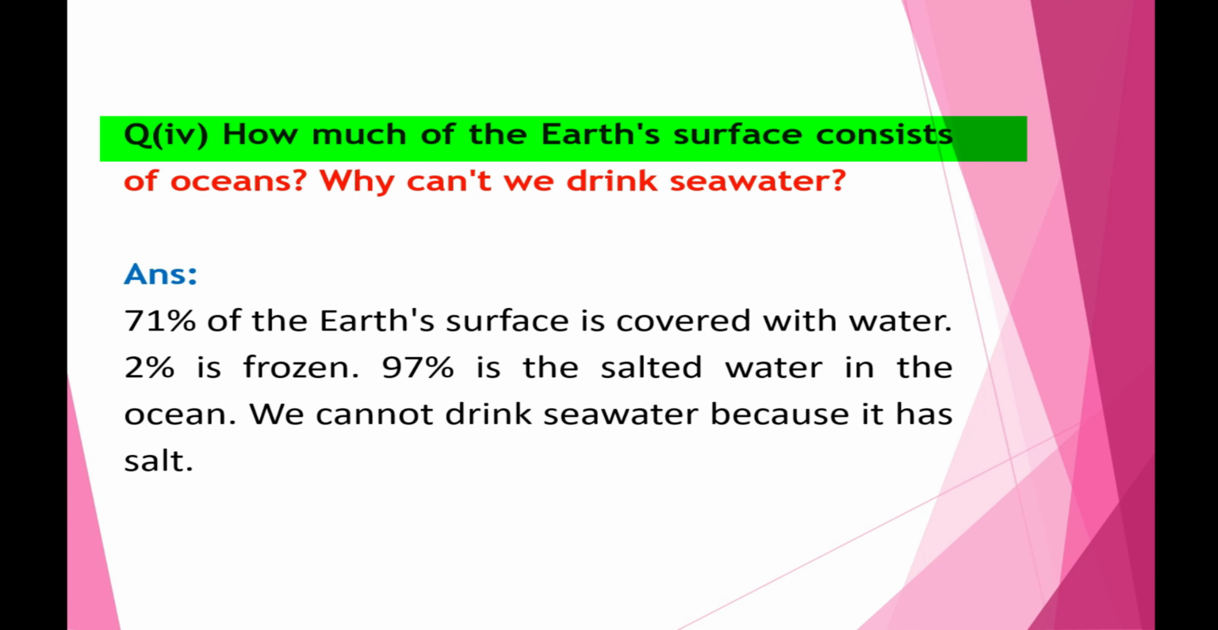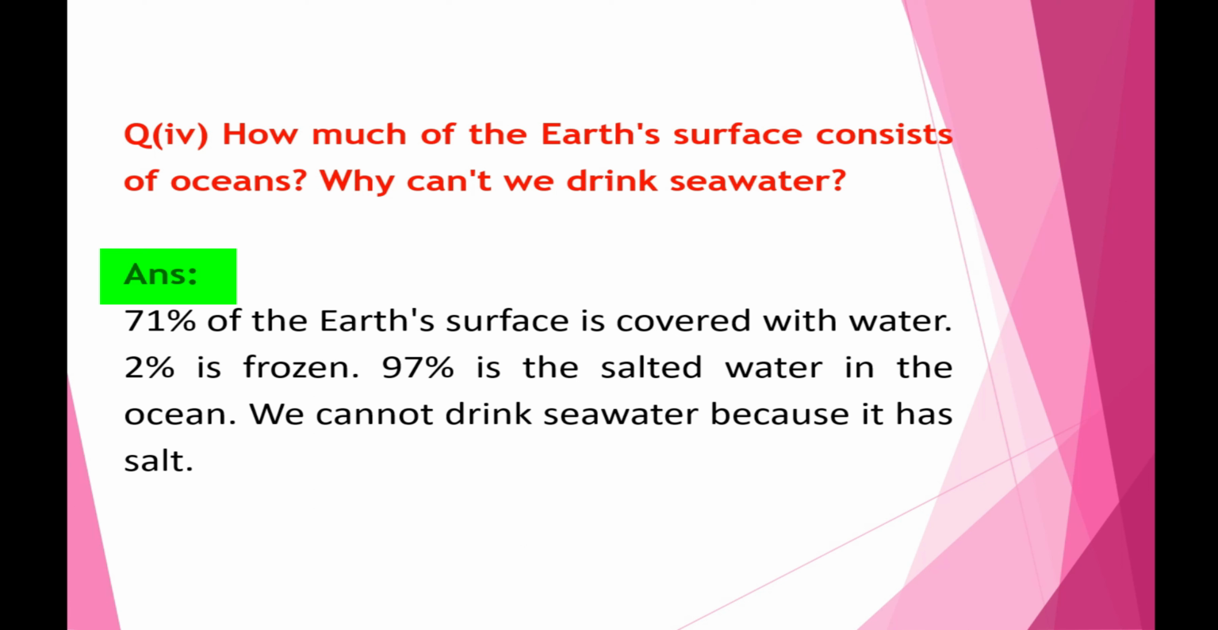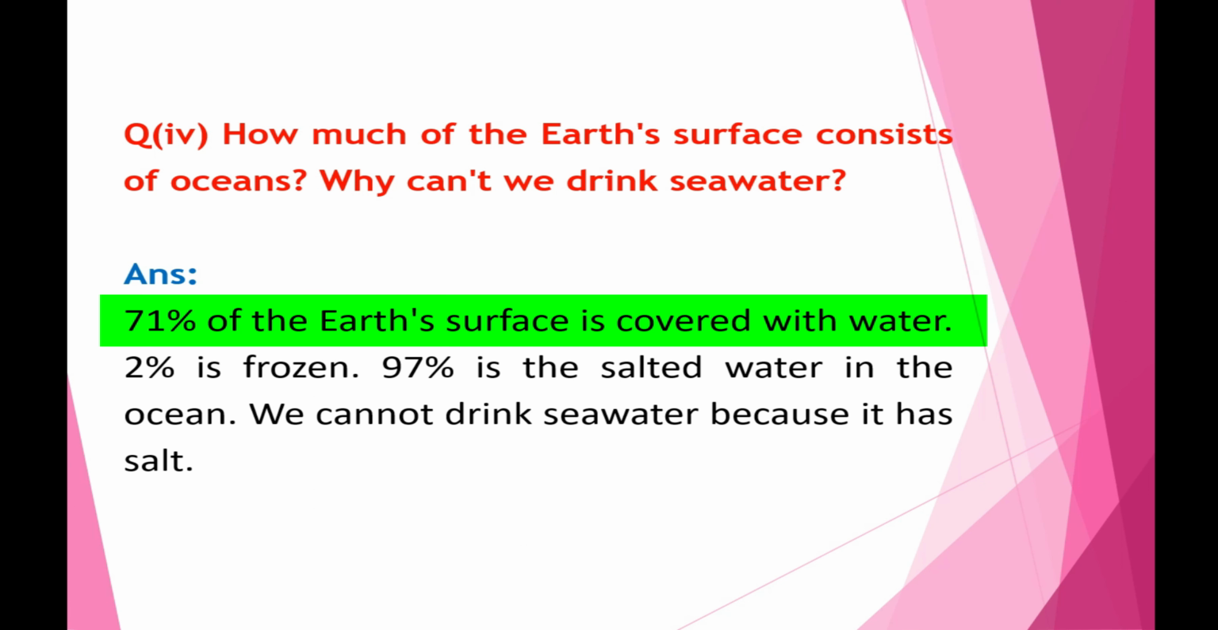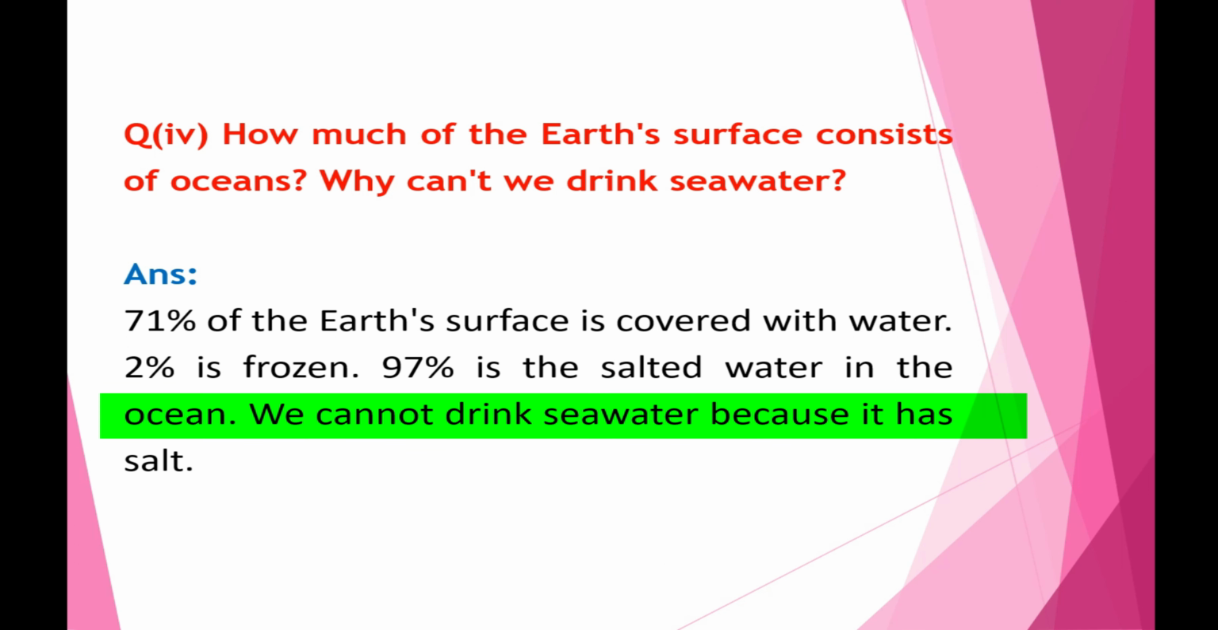Question number 4. How much of the Earth's surface consists of oceans? Why can't we drink seawater? Answer. 71% of the Earth's surface is covered with water. 2% is frozen. 97% is the salted water in the ocean. We cannot drink seawater because it has salt.